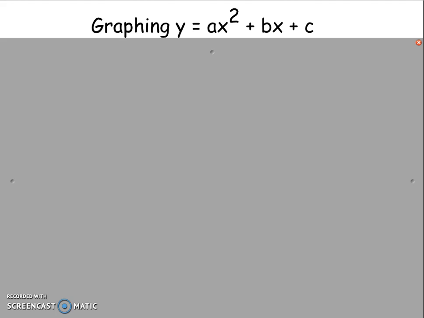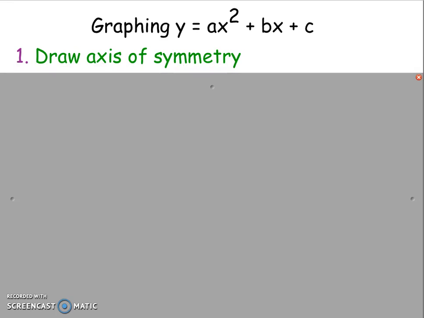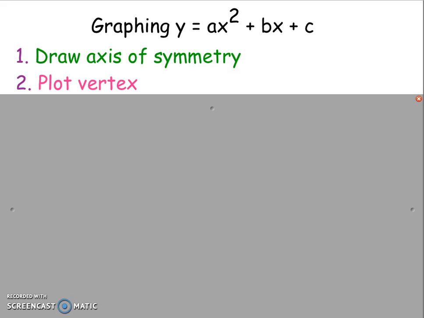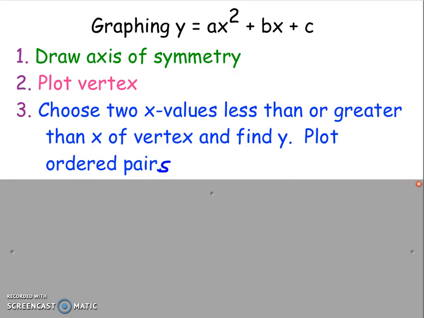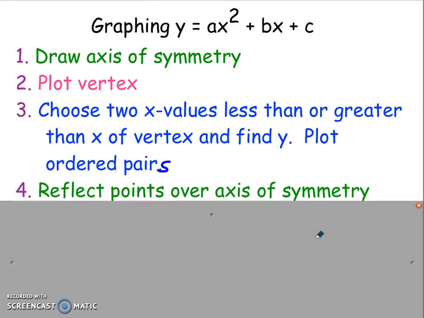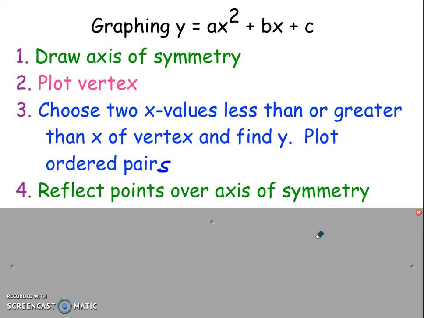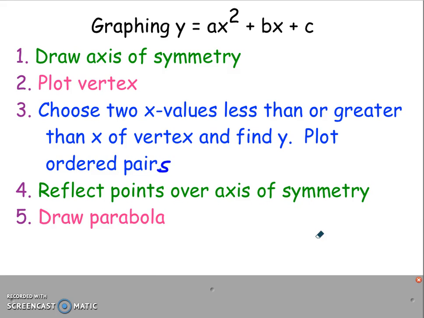To graph y equals ax squared plus bx plus c, first draw an axis of symmetry, which we just looked at. Second, you're going to plot your vertex, which again we just looked at on the last page. Our third step, we're going to choose two x values less than or two x values greater than your vertex and find y. Then you'll plot those ordered pairs. So when you do that, you're just going to have half of your parabola graphed, but since we have an axis of symmetry, we know that those points will be reflected over your axis of symmetry. So we'll reflect those points and draw our parabola.